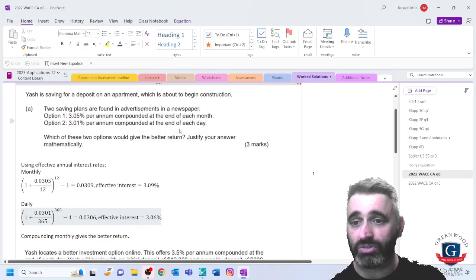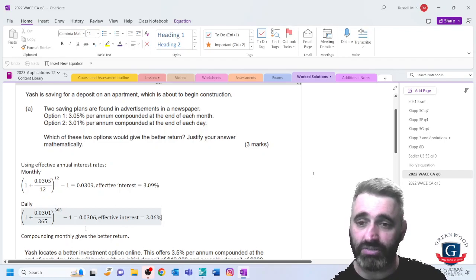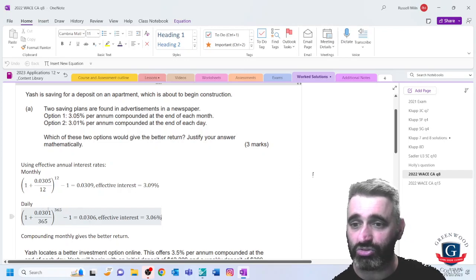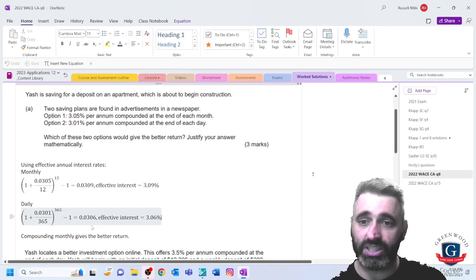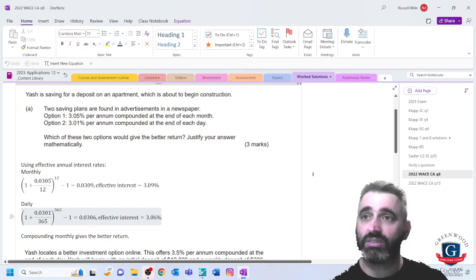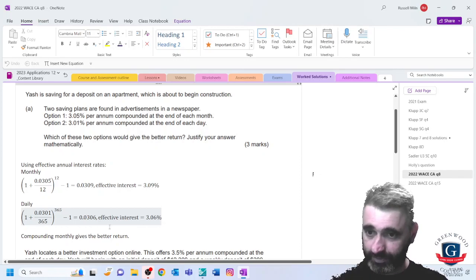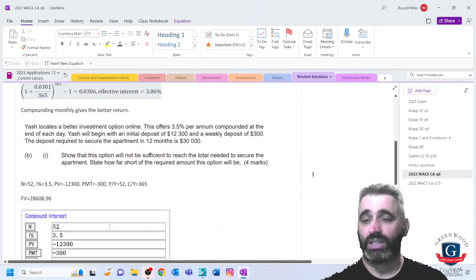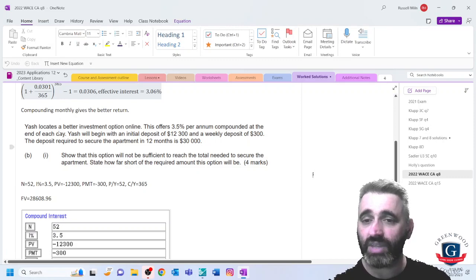For the second one, we want to do it for each day, so 365 days in a year. 0.0301 over 365, 365, take 1. So those two numbers are the same. Interest rate goes here. Subtract 1 and you get 0.0306, for an effective interest rate of 3.06%. If we're looking to get more money, we want a higher interest rate, so we're going to choose the monthly one. It gives a better return.